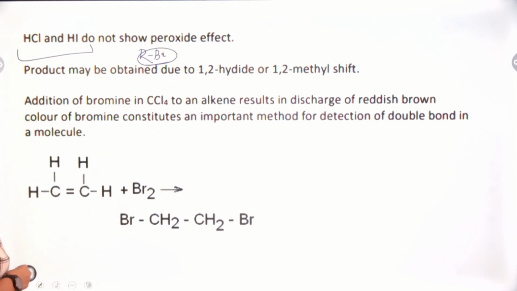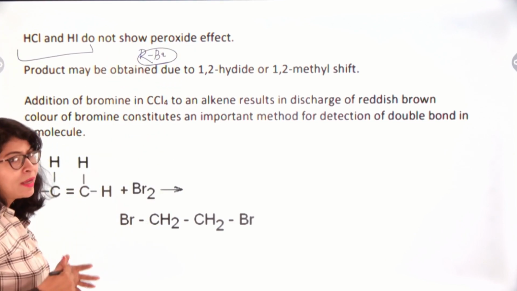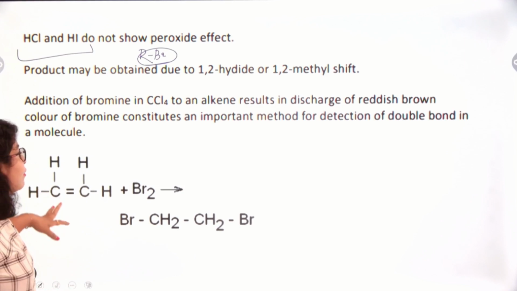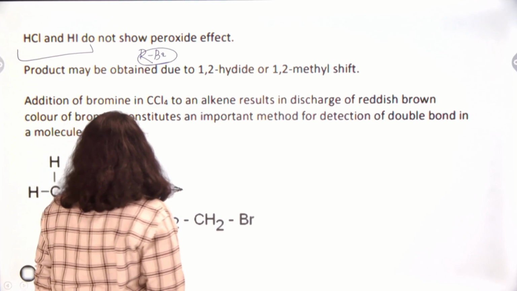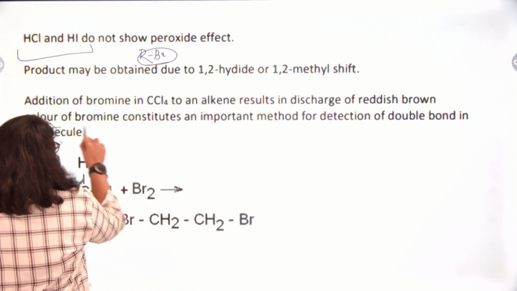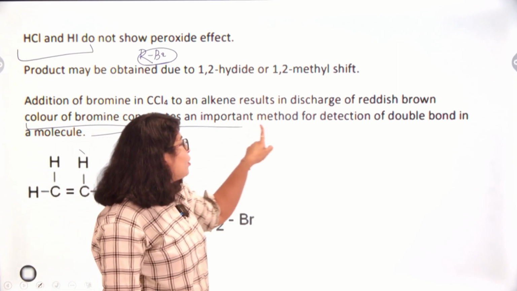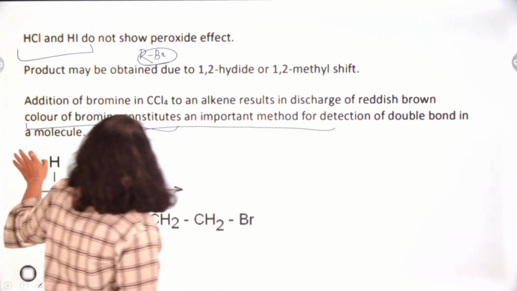The product may be obtained due to a 1,2 hydride or 1,2 methyl shift as per the stability of the carbocation. Addition of bromine in CCl4 to an alkene results in the discharge of the reddish brown color, and this is the bromine water test, an important method for detection of a double bond in a molecule.